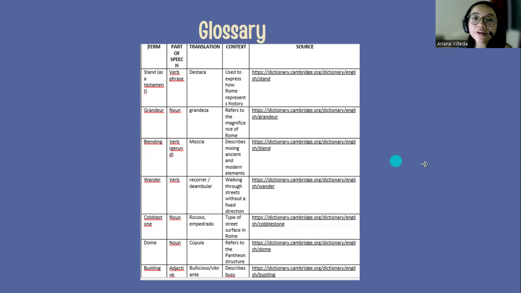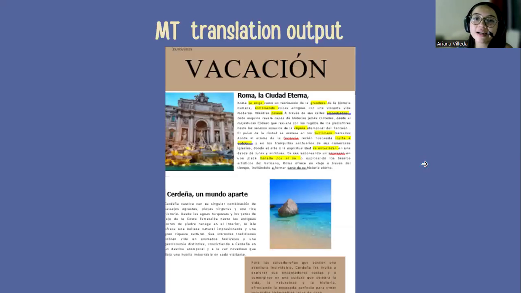After preparing the text, I used a machine translation tool to generate an initial version of the translation. This step was very, very useful as a starting point, but the output was not fully accurate.